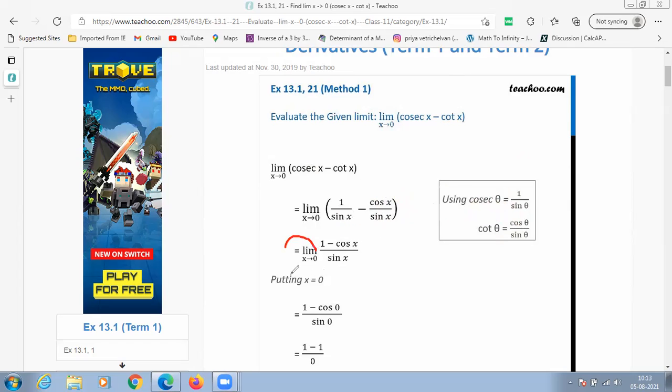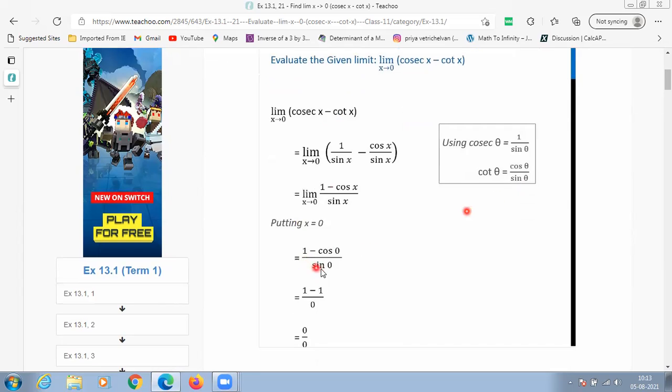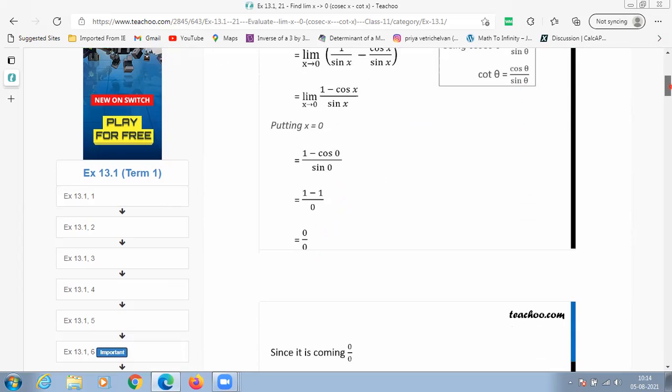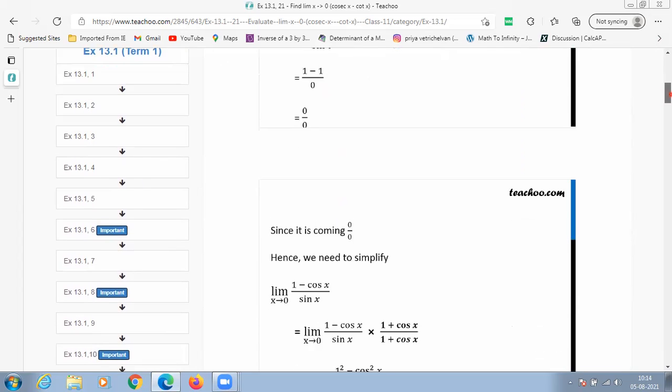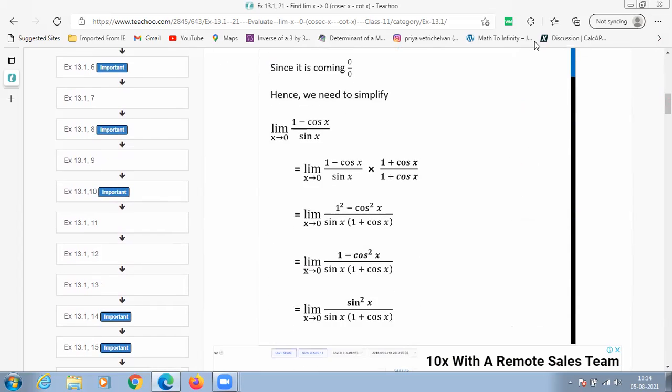So now they've said that x is approaching 0. So you can write it as 1 minus cos 0 upon sin 0. Cos 0 is 1, so 1 minus 1 upon sin 0. Sin 0 degree is 0. So when you substitute 0, we are getting the 0 by 0 form, the undefined form. So again, you have to simplify this further.